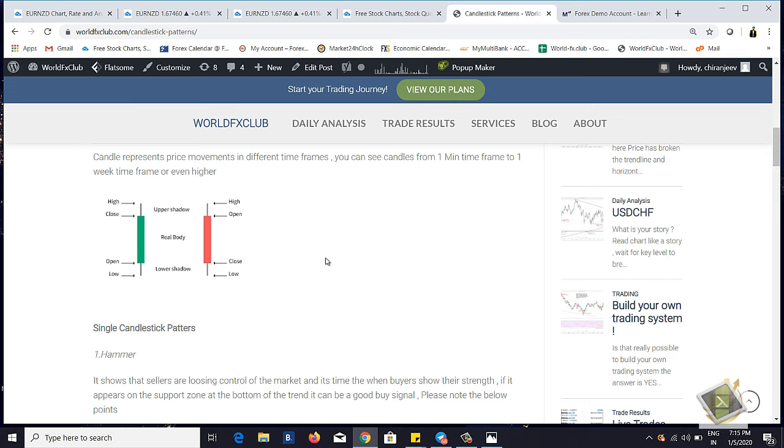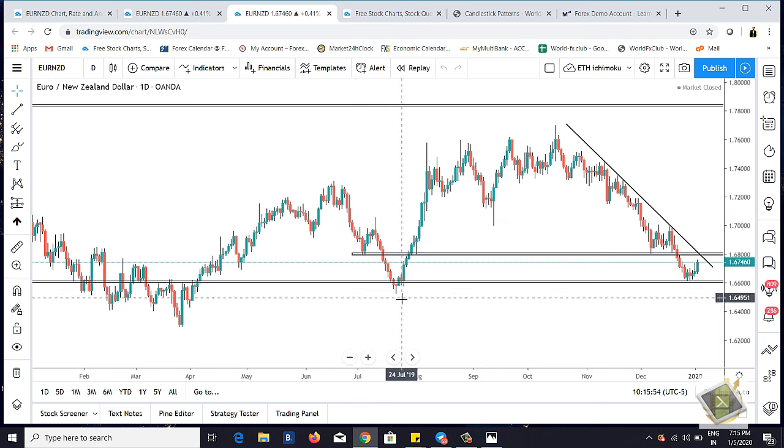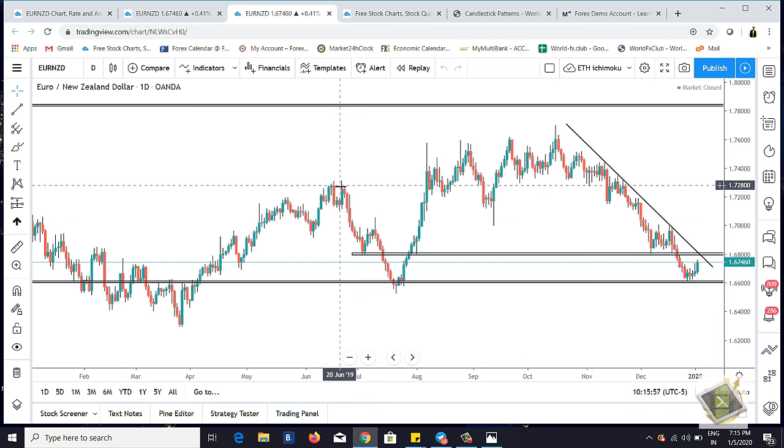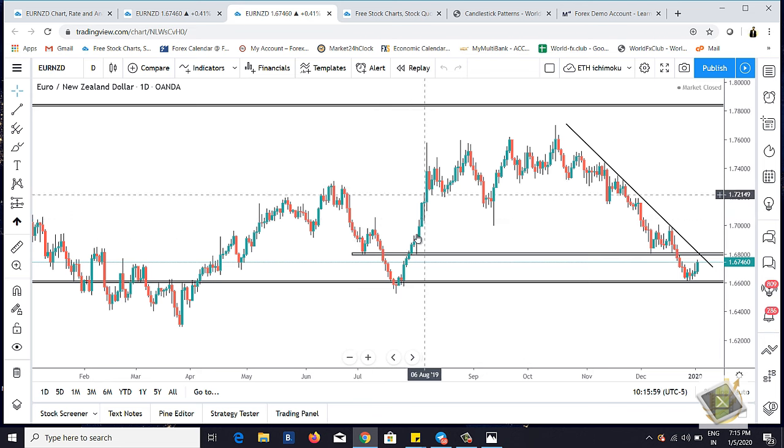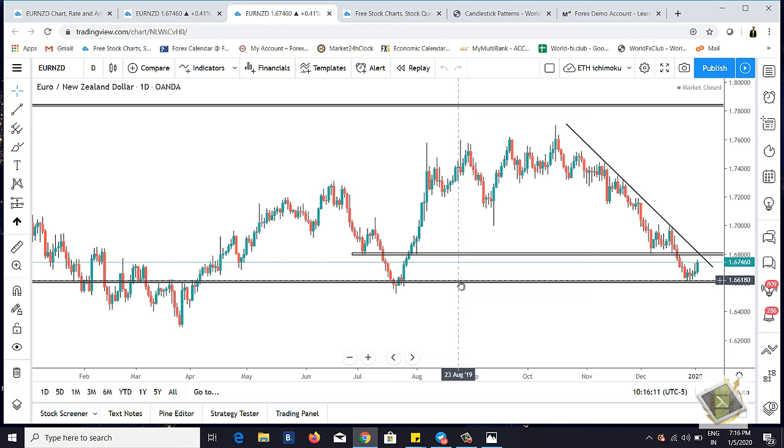If I open any chart and you see a lot of red candles, that means sellers are in control of the market, so price is going down. If you see a lot of green candles, that means buyers are in control of the market and price is going up. How do we know whether buyers are coming in or sellers are coming in, and who will control when? All these things you need to understand when you read candlestick patterns.